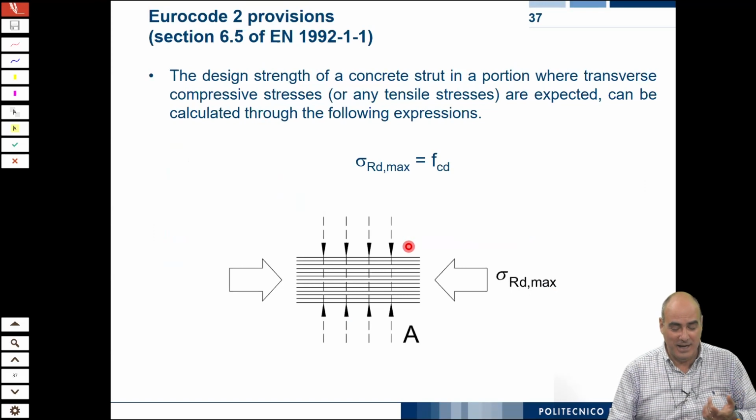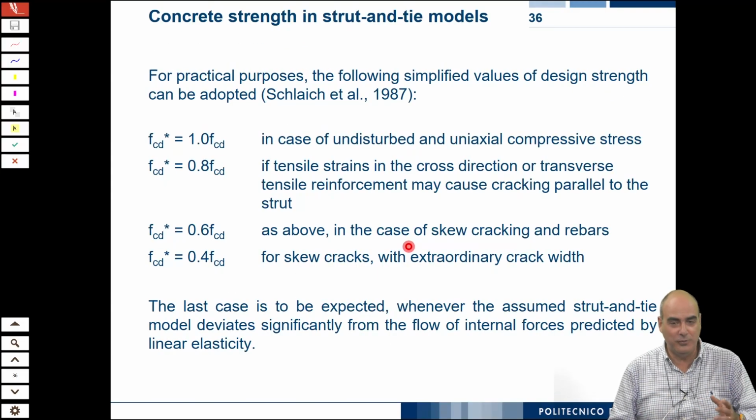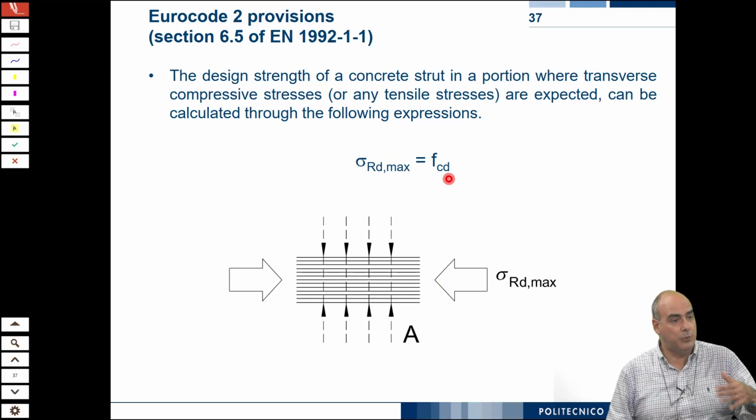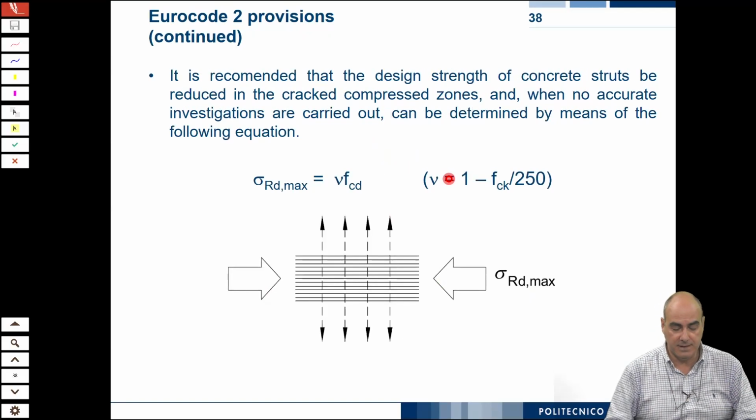Then let's see how the Eurocodes translate this, because this is a good formulation, but it still relies upon the sensibility, the experience of the engineer, which is good. So the Eurocode says, okay, we have the main stress flow is this one, and transverse to it we have compressive stresses. In this case, the maximum stress is equal to fcd. So we do not take into account the benefits that we know exist, and we do this for the sake of safety.